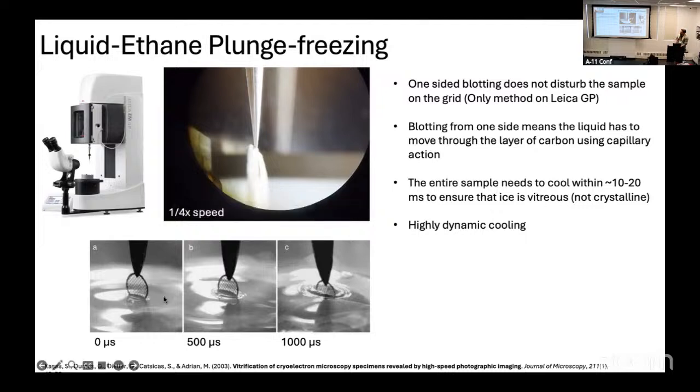So if something starts to cool by basically radiating heat, the grid will act as a radiator. Up here, it'll start to cool slowly, and it might not be vitreous, but something down here might cool really quickly.